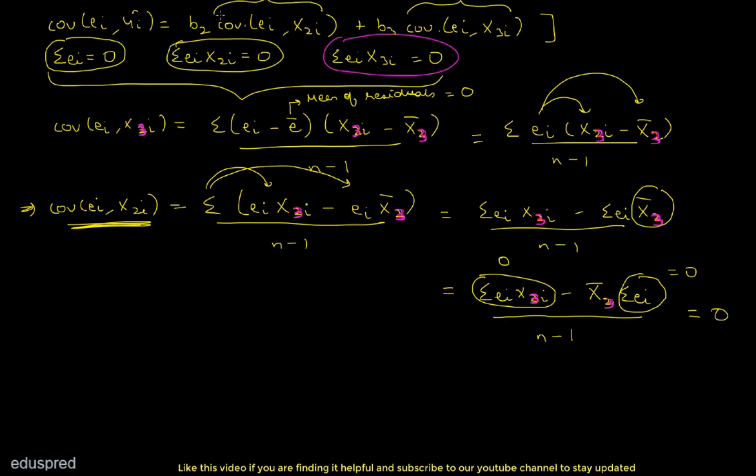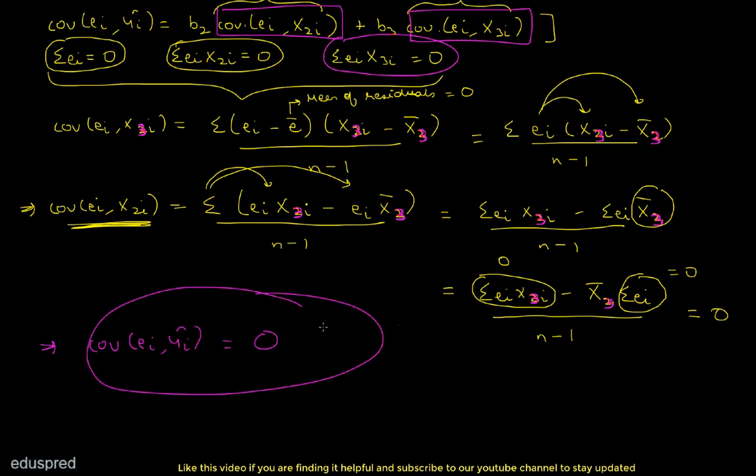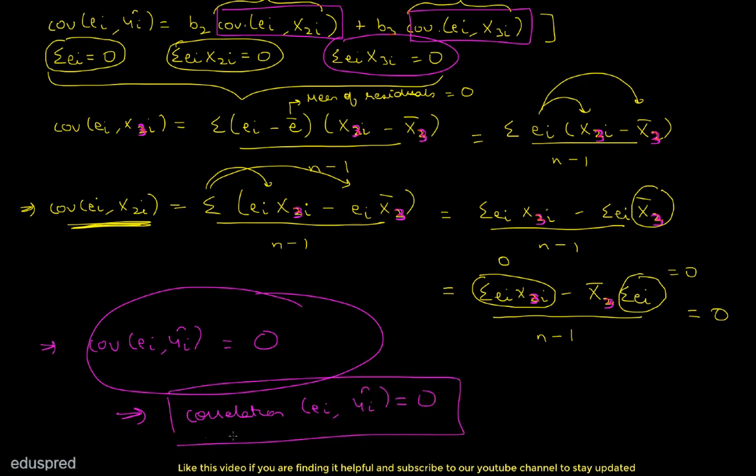So now we have shown that this covariance is 0. This covariance is also 0. This implies that the covariance between ei and yi hat is equal to 0. And if the covariance between the residuals and the fitted values is equal to 0, this implies that even the correlation between the residuals and the fitted values is going to be 0. And this is what we wanted to show. Okay, so that's it for this video.